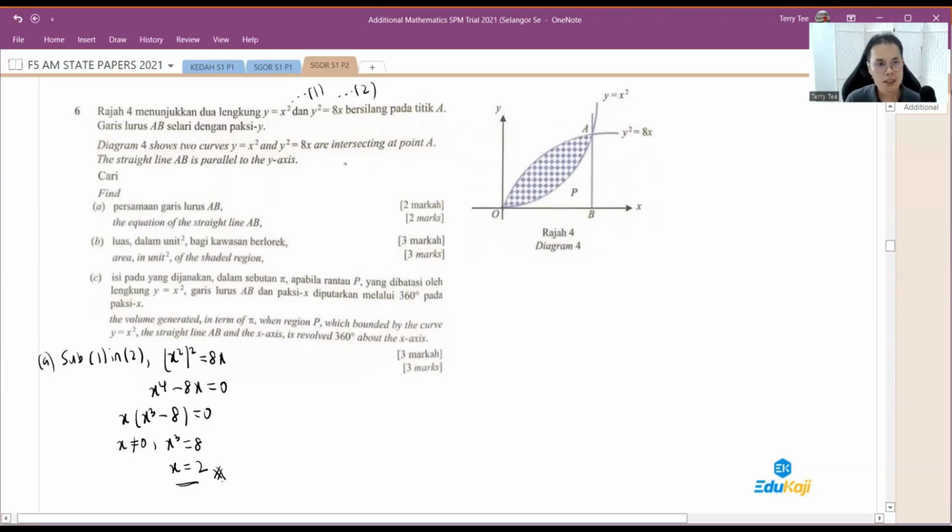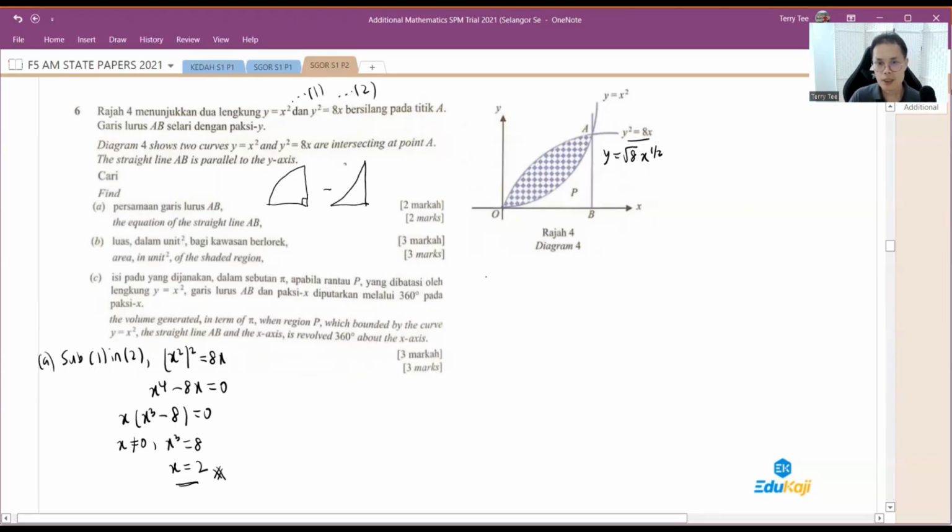All right, part B, you're finding the area of the shaded region. Now, you can see here, your shaded region is obtained by taking the bigger curve, the curve on top, minus the curve below. The curve on top is given by this equation, y squared equals 8x. So we can take y and square root it. Square root 8 and square root x. Square root x means x power half. I'll leave it as x power half so that it's easier for us to integrate.